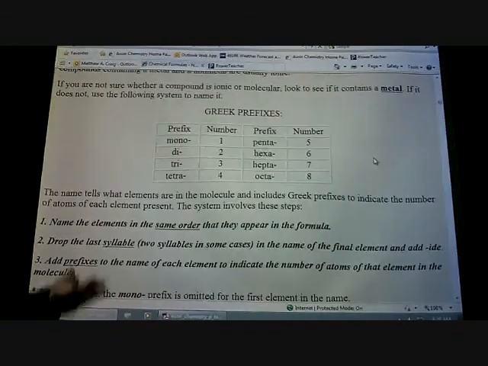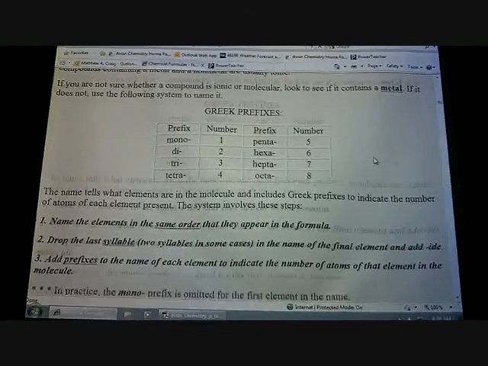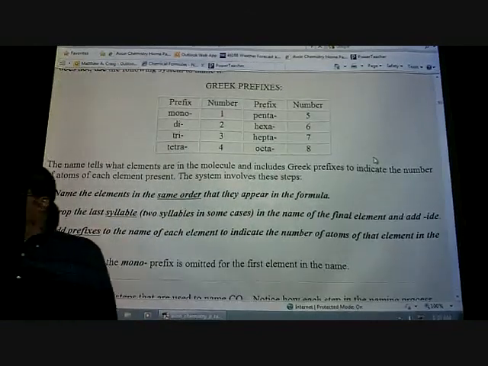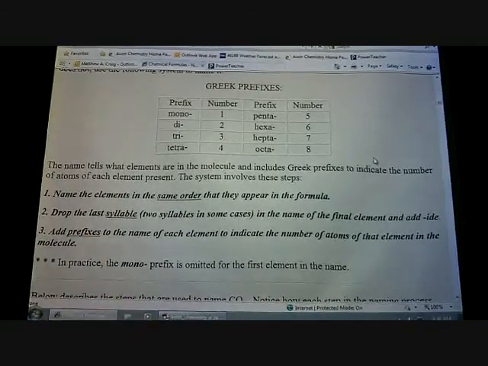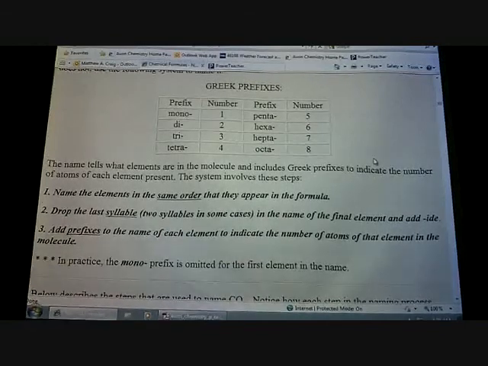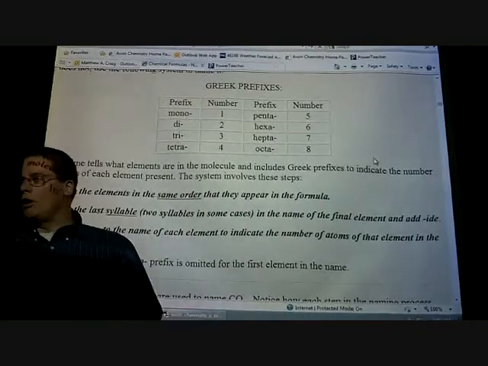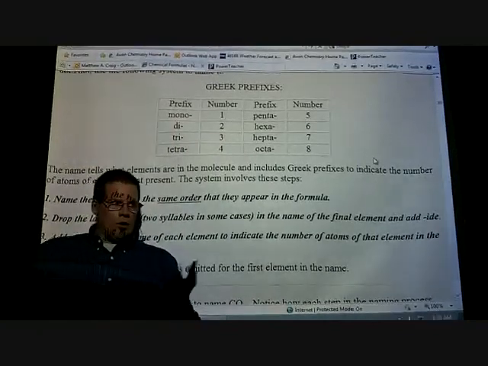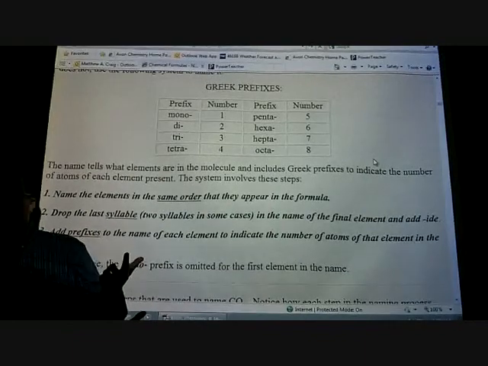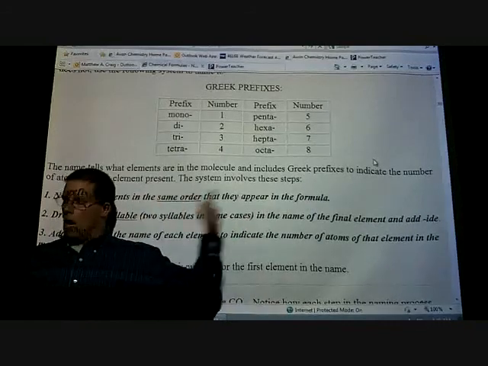All right. So here are the rules. Number 1, name the elements in the same order that they appear in the formula. So if I'm giving you a formula like the SO2 that I gave you, name them in the same order. Number 2, drop the last syllable, or in some cases, the last 2 syllables, and add IDE, which is kind of nice because that's what we did before. Number 3, add prefixes to the name of each element to indicate how many we have. Except we don't use mono for the first element. Like we talked about carbon monoxide, and the formula for carbon monoxide is CO. We don't call it monocarbon monoxide.